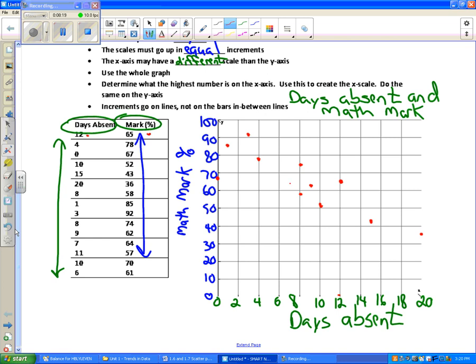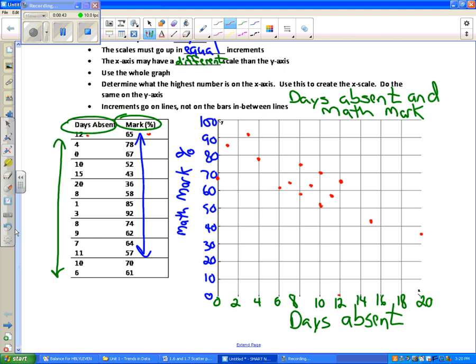I have an 11 and a 57. That's probably going to be right about there. I have a 10 and a 70. That's right there. That one was easy. I have a 6 and a 61. That's going to be right about there. And there we have it. There's our scatter plot.